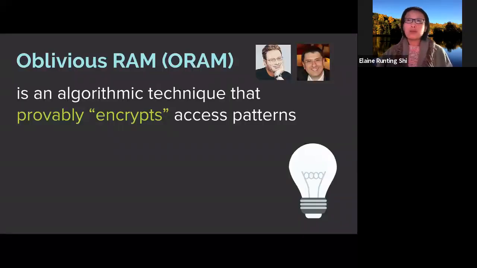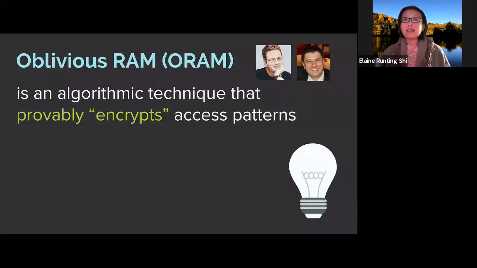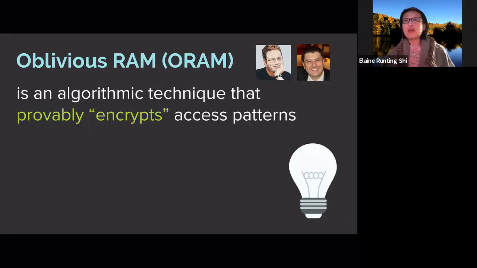So how can we solve this problem? Turns out that people cared about this problem even back in the 1980s. Back then, Goldreich and Ostrovsky proposed an amazing abstraction called Oblivious RAM, or ORAM for short. ORAM allows us to obfuscate access patterns and achieve security as strong as encryption. At first sight, this seems really counterintuitive. We know that we can encrypt data. How can we ever hope to encrypt access patterns, which are a side effect of the program's execution?